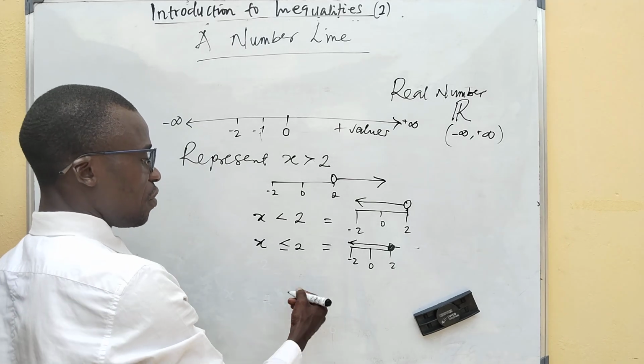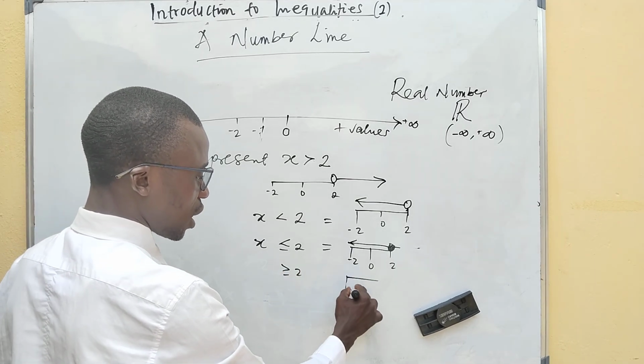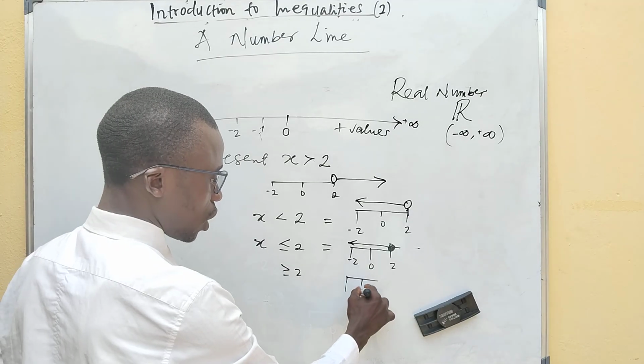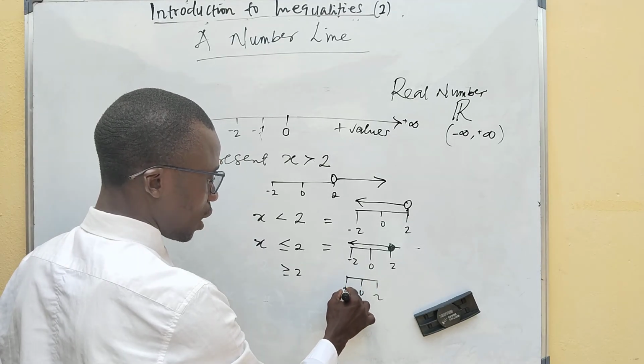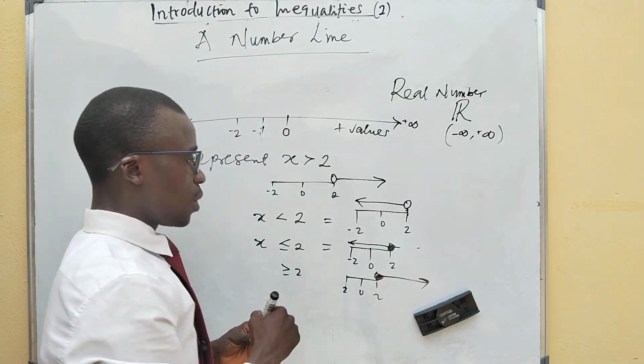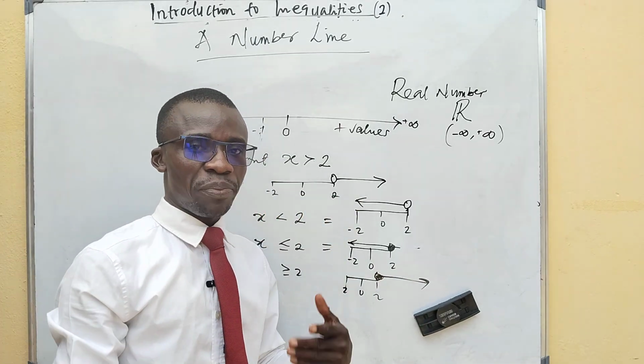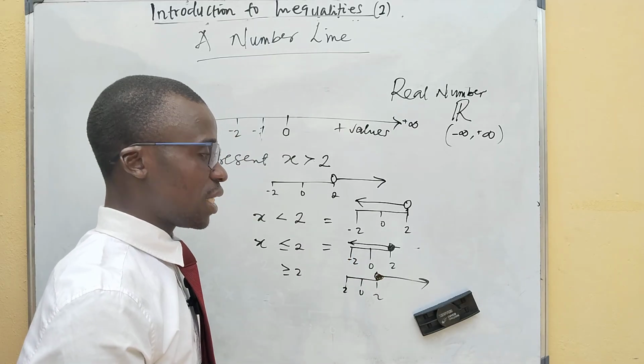So if it is greater than or equal to 2, it will just take 0, 2, and 2. Shade it and take it this way. So this is exactly how many questions may be given to you. When you solve, you represent.